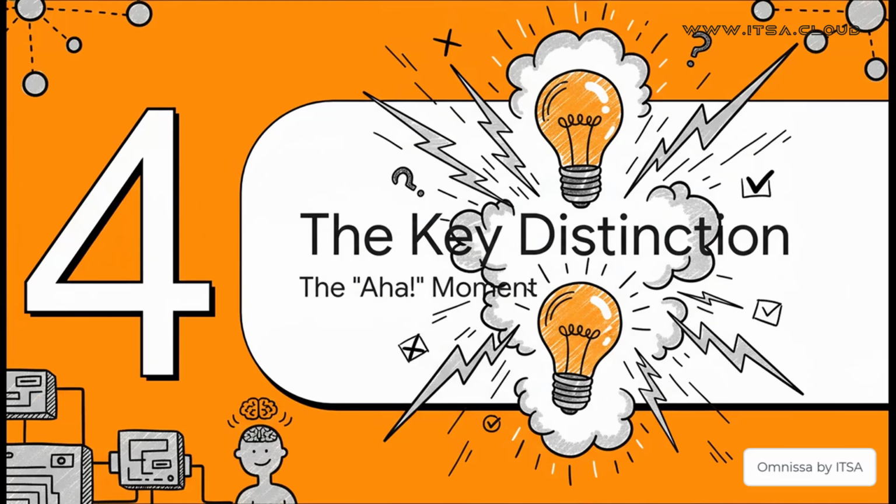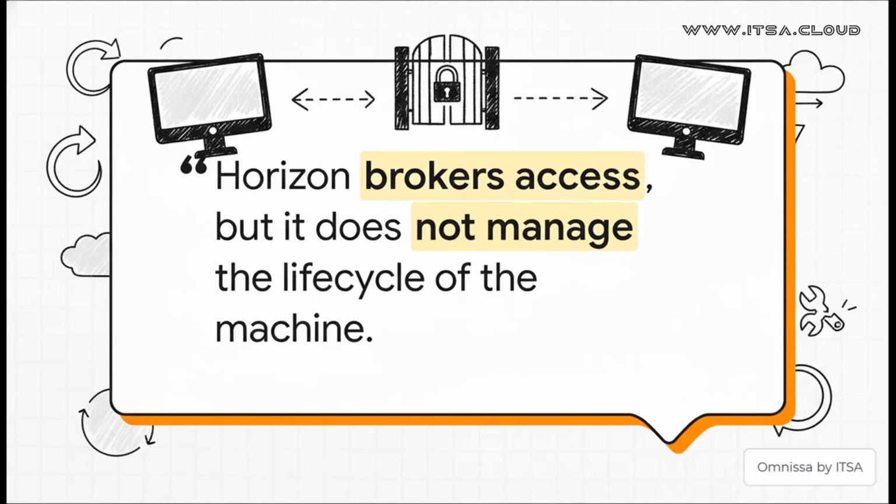This next part brings us to the most important thing you need to understand about registered machines. For real, this is the aha moment that makes everything else make sense. Just listen to this, because this quote is everything. Horizon brokers access, but it does not manage the life cycle of the machine. That is the fundamental difference. All Horizon is doing is acting as a secure gatekeeper. It is not responsible for creating, deleting, patching, or refreshing that machine.